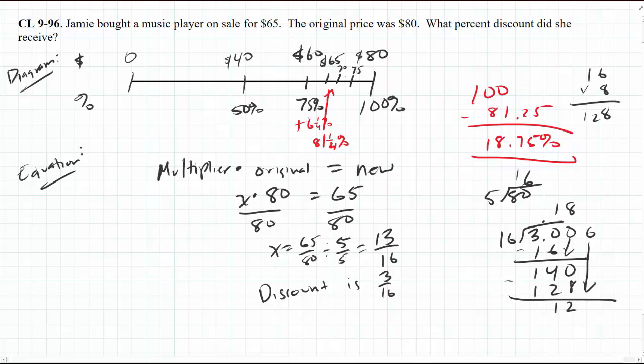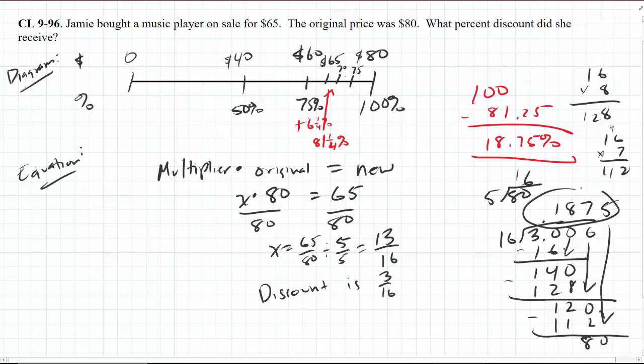Drop another 0. This is going to go in 7 times. 16 times 7 is 112, so there's 80 left over. 16 goes in 80 5 times exactly. So again, we're going to have 1,875 10,000ths, or 18 and 75 hundredths percent.